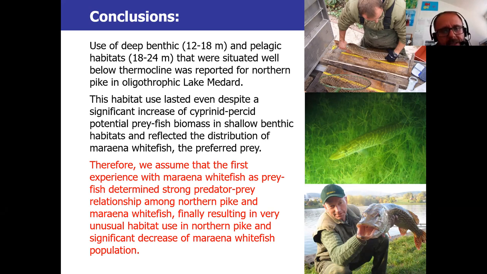Therefore, what we assume is that the first experience with Marena whitefish as prey fish determined a very strong predator-prey relationship between northern pike and Marena whitefish that finally resulted in very unusual habitat use in northern pike and a significant decrease of the Marena whitefish population.